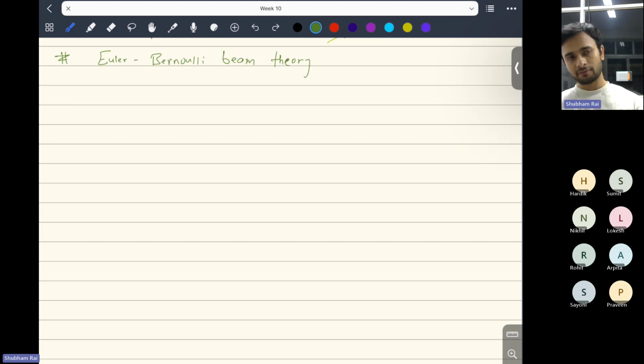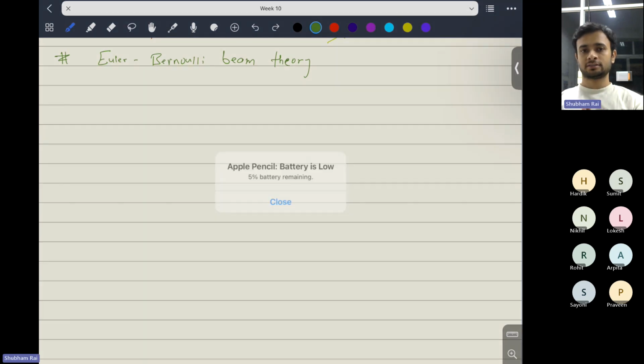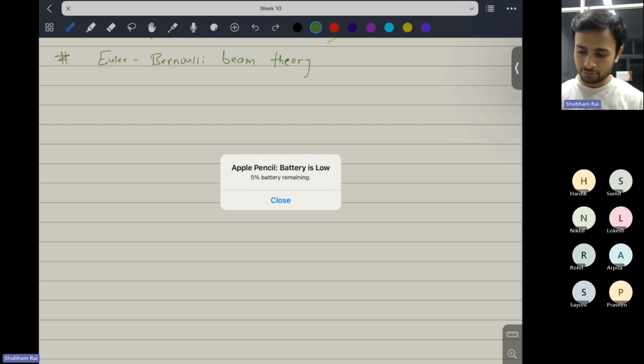So here we have only one unknown, that is the displacement of the central line. The orientation of the cross-section plane we need not find, because that is perpendicular to the central line.